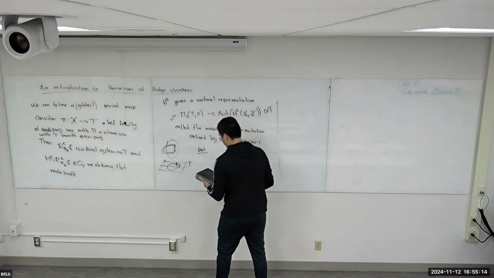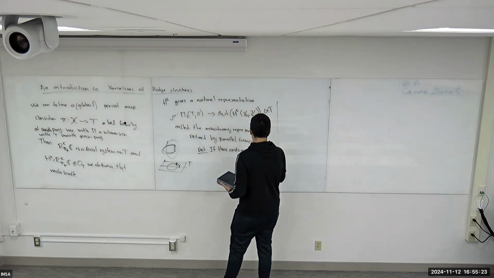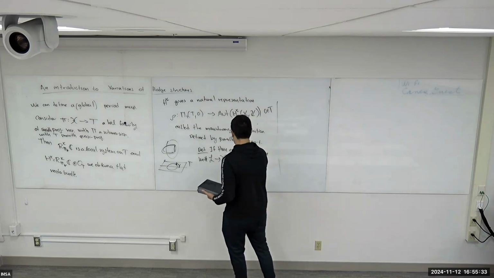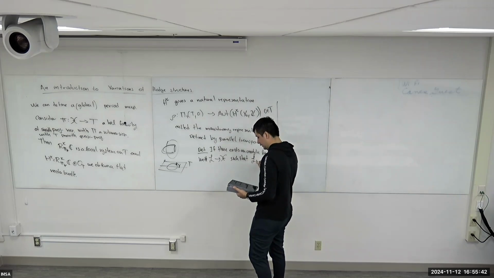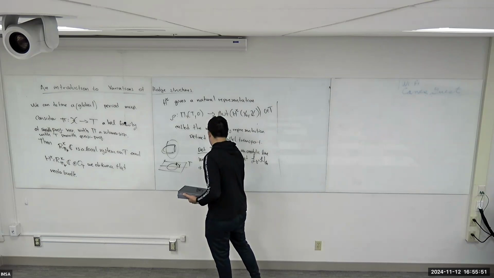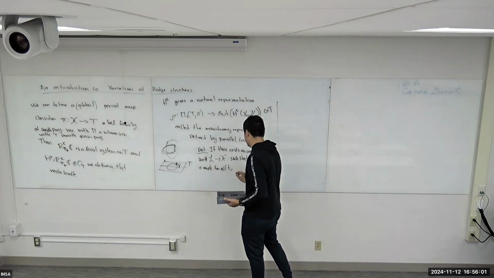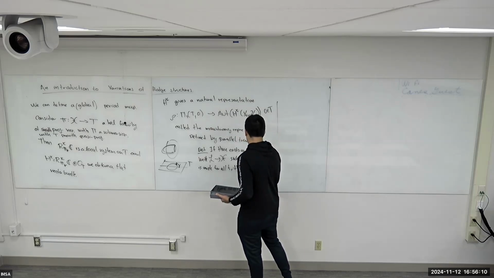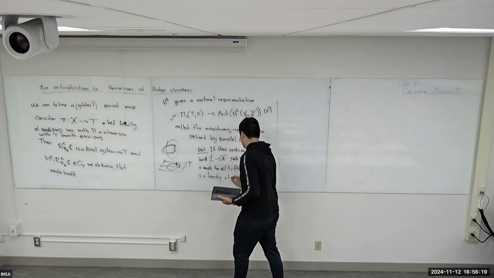So with this definition, if there exists an analytic line bundle, calligraphic L over X, such that the restriction of this line bundle to every fiber is ample for all t, then we say that the pair is a family of polarized varieties. It's a polarized family.